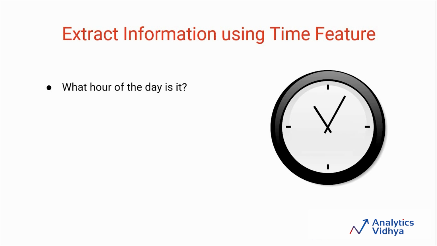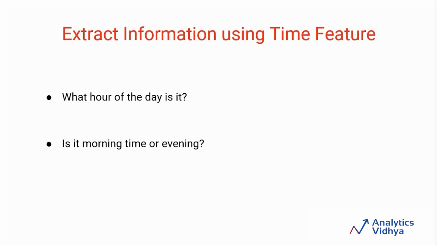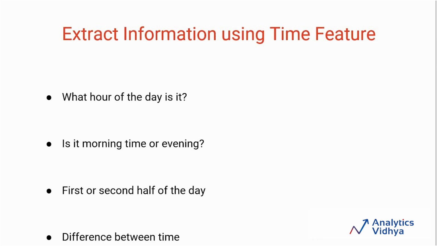And once you have the hour value, we can create more features like, is it morning, is it afternoon, evening, is it midnight? For instance, if you're trying to predict the sales of a product in a retail outlet, it would be more during the peak hours, right? In the same way, we can determine if it is the first or second half of the day. We can also calculate the difference between time, like calculating the flight duration.